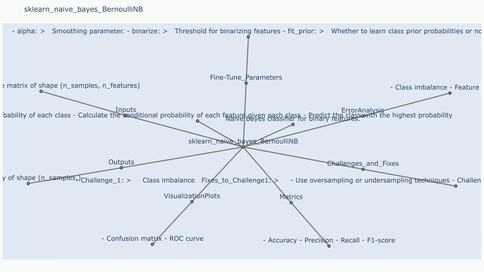Fixes to Challenge 2. Oversample the minority class or undersample the majority class to balance the dataset. Use class weights in the model fitting process to give more weight to the minority class. Consider using a cost-sensitive learning approach that penalizes misclassifications of the minority class more heavily.